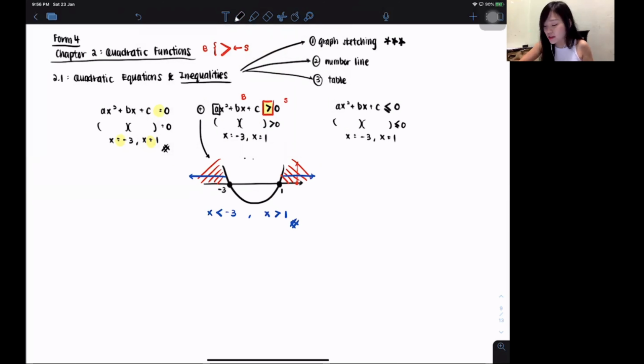So graph sketching method, first draw happy face. I repeat, why I'm so sure I will draw happy face? Because my A, I will make it positive. Always, I'll make it positive. So positive, always draw happy face. Smaller number, put on the left side. Bigger number, put on the right side because 0 is in between, correct?